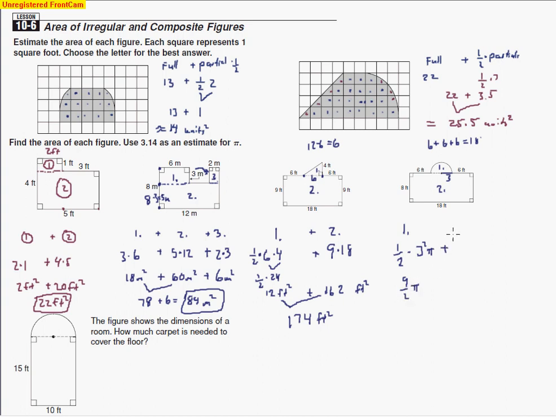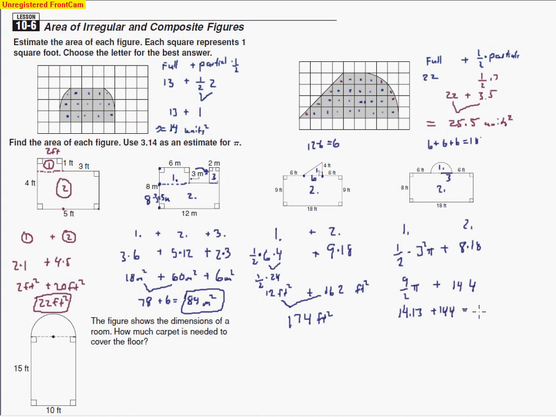Now plus the second part, which is this rectangle. Now, the rectangle is 8 by 18 this time. It's 8 times 18. And when I multiply those, I get 144. Now I have to multiply the 9 halves, which is just 4.5. So 4.5 times 3.14 gives me 14.13. And this is feet squared, plus 144.